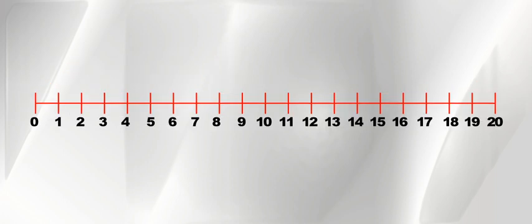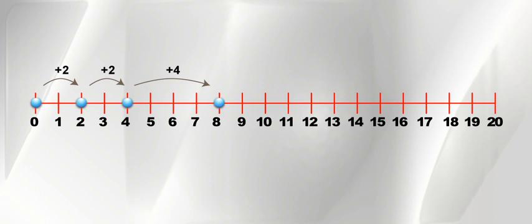Here's a number line from 0 to 20. Starting at 0, let's skip count by 2, which gets us to 2. Doubling the value of 2 gets us 4, which is the same as another skip count by 2. Doubling the value of 4 gets us 8, which is the same as a skip count by 4.